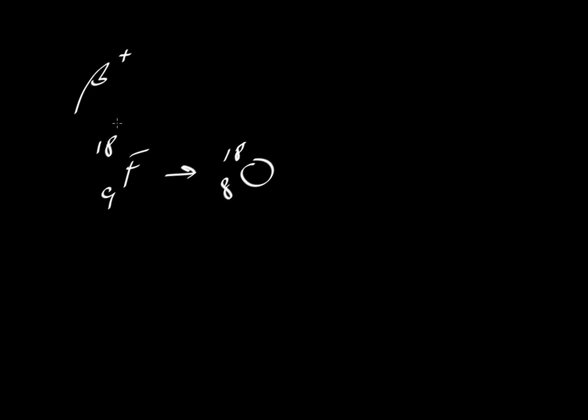Notice that we have something similar here. We're not changing the atomic weight, so the A value stays the same at 18, but here instead of the atomic number going up, as it did in the previous case, it's going down. We have the emission of a positron plus the emission of a neutrino, not an antineutrino, so no bar above there, plus a little bit of thermal energy.